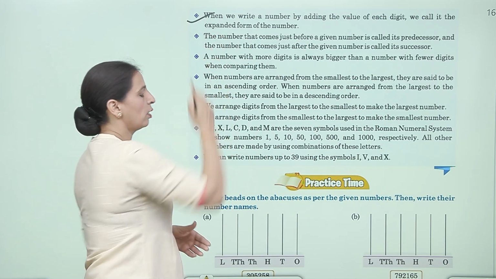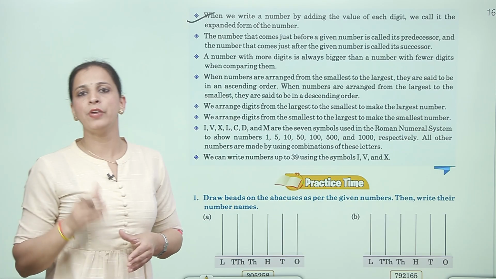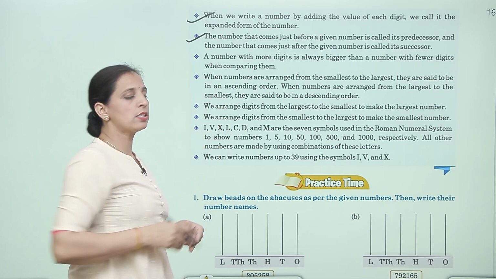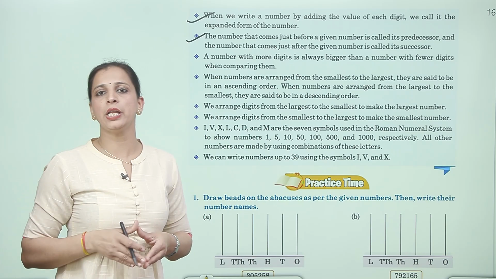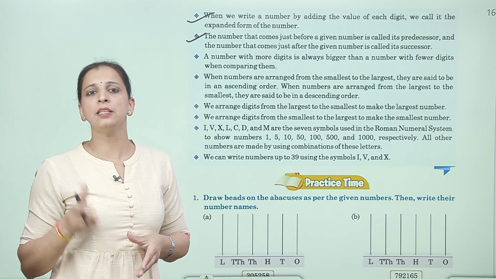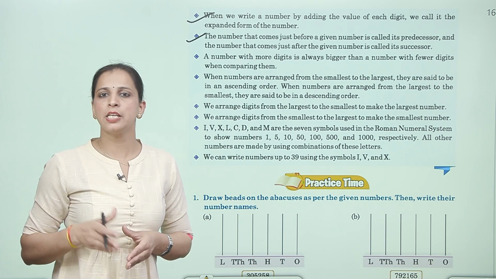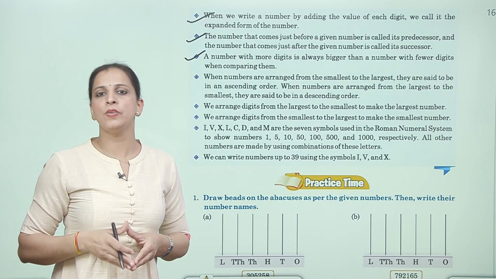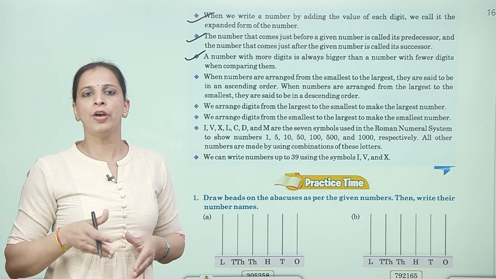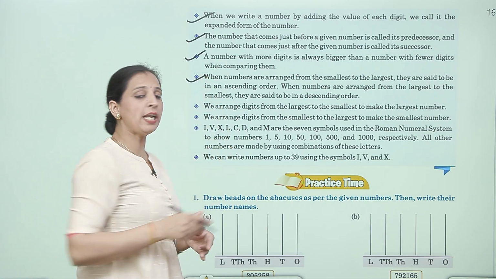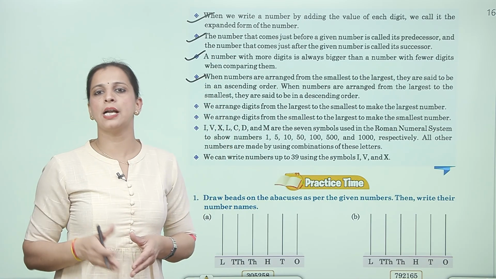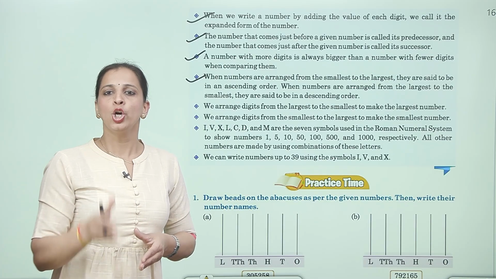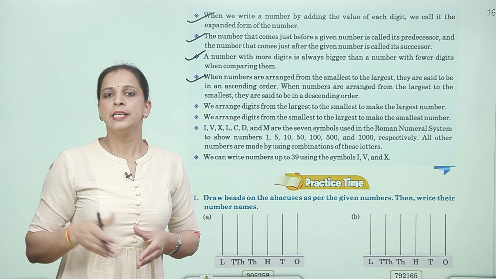Now next, when we write a number by adding the value of each digit, we call it the expanded form of the number. Next, the number that comes just before a given number is called its predecessor, and the number that comes just after the given number is called its successor. Next, a number with more digits is always bigger than a number with fewer digits when comparing them. Next, when numbers are arranged from the smallest to the largest, they are said to be in ascending order. When numbers are arranged from the largest to the smallest, they are said to be in descending order.